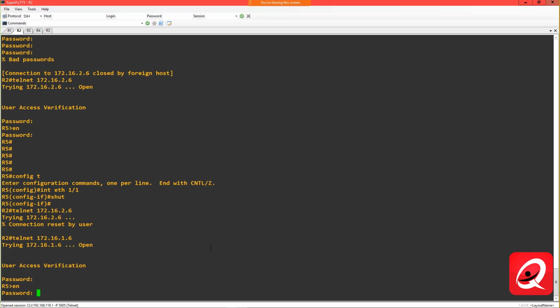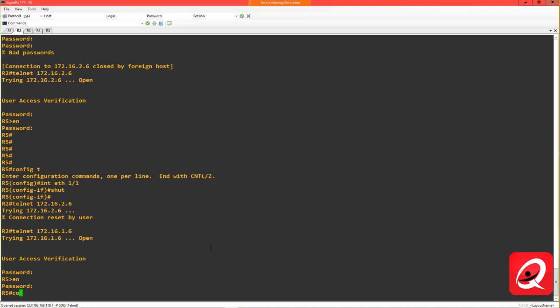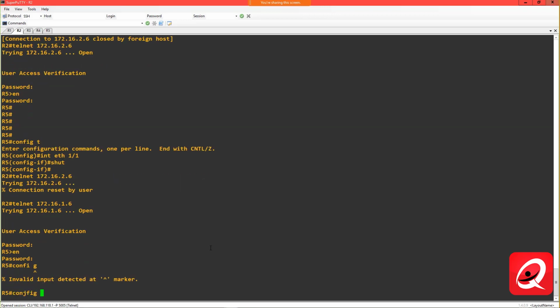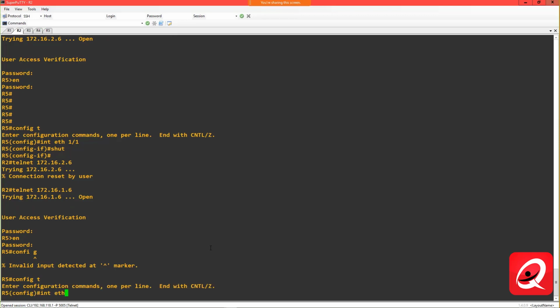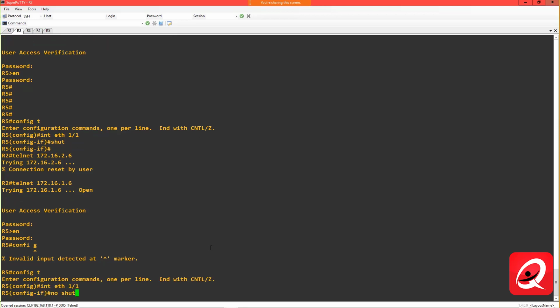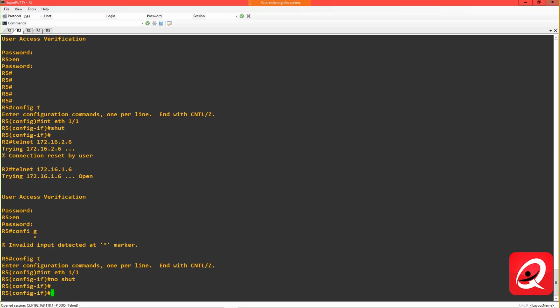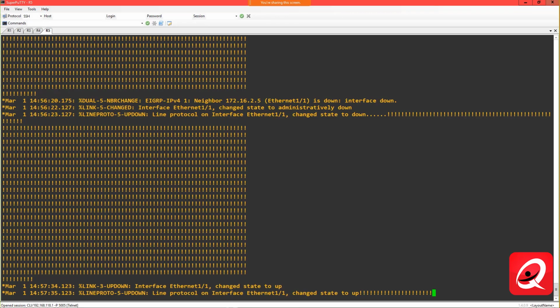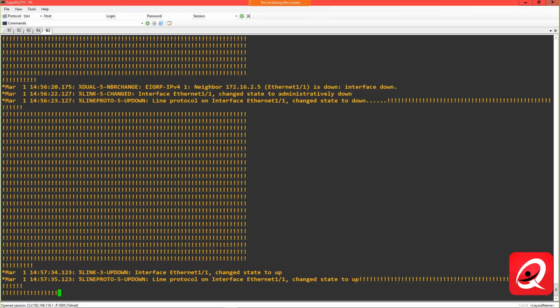And do a no, config T. Interface Ethernet 1.1 no shut. So let me explain what's happening in this particular case. First of all, the interface is going to come back up. Ethernet 1.1 is going to come back up.